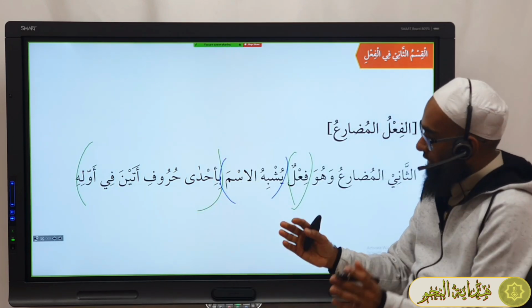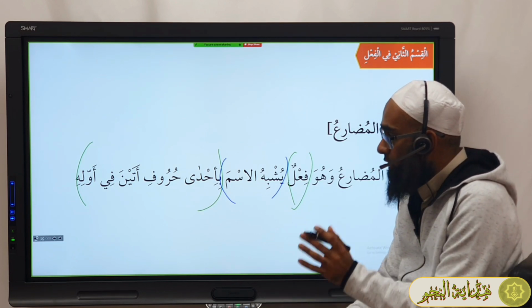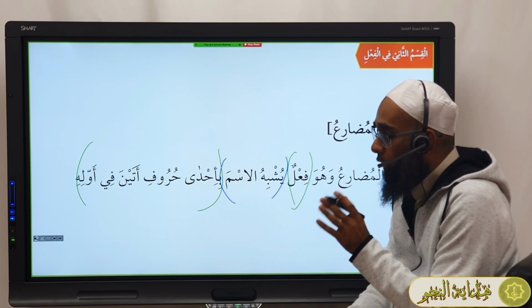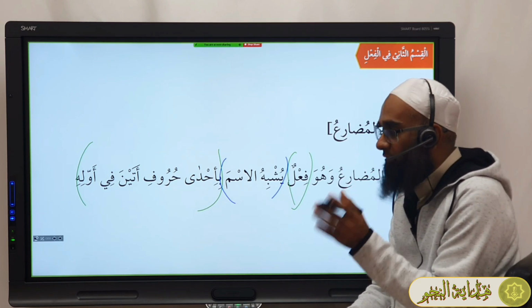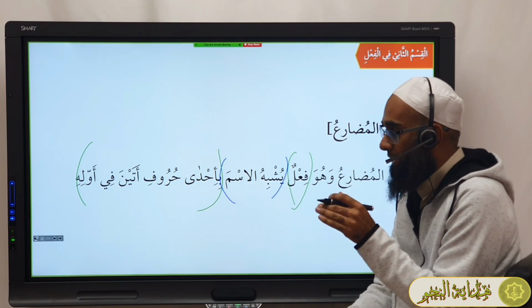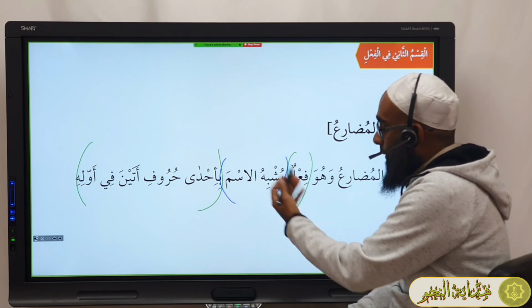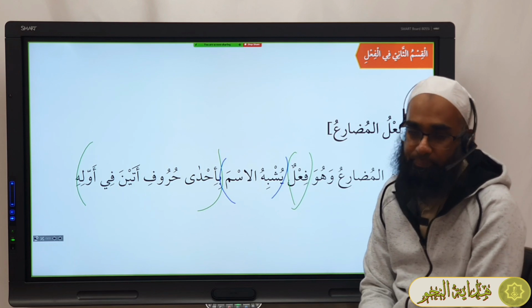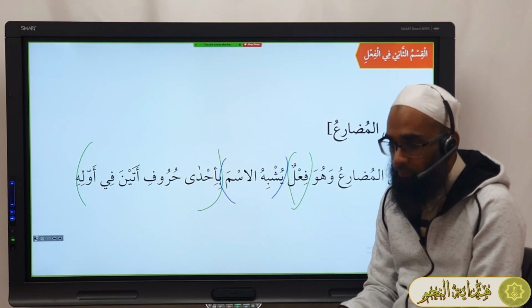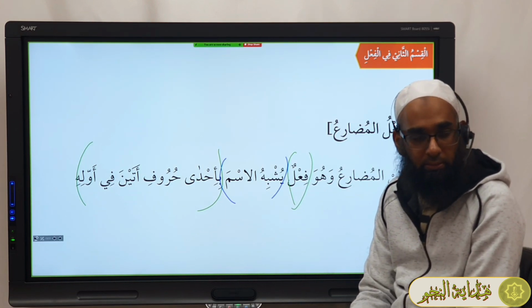So if فعل مضارع is a verb which has one of the letters of hamza, ta, ya, nun, atayna, which has one of the letters of atayna at the beginning, and which resembles an ism. It has resemblances with an ism. You understand the translation? Yes?